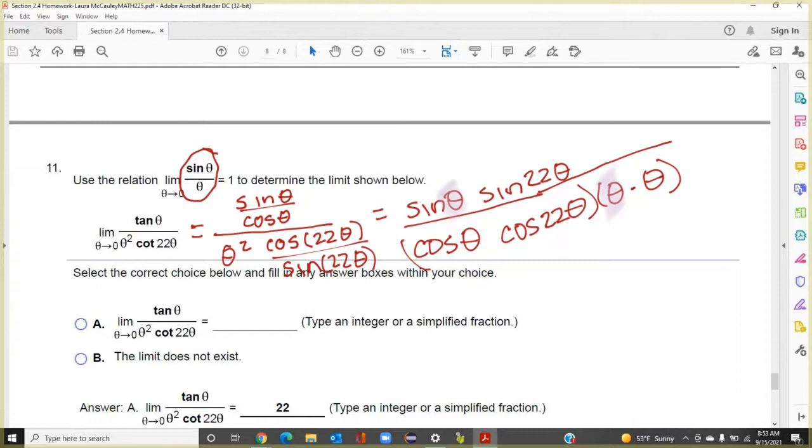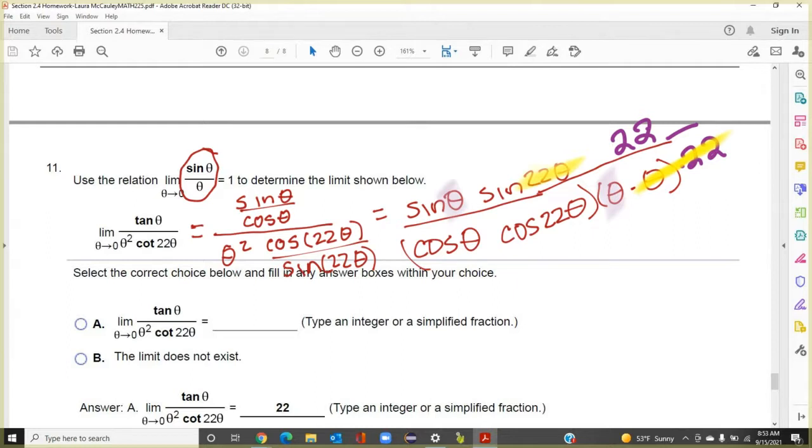But now look at this next one. This next one has a sine of 22 theta. Let's make that highlighter a little darker. Has a 22 theta. Oh, but I only have a theta down at the bottom. It needs to be a 22 theta. So let's just put a 22 on top and a 22 on the bottom. That makes it a 1, right? And then there's a 22 theta to go along with him.